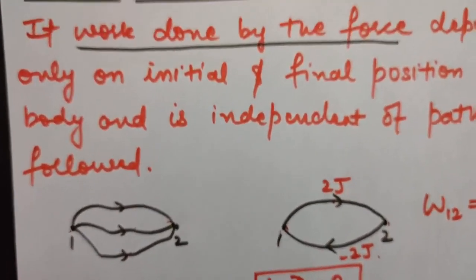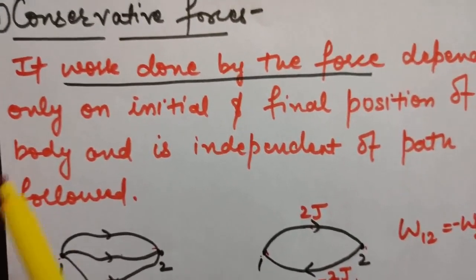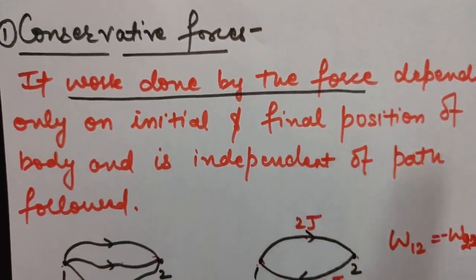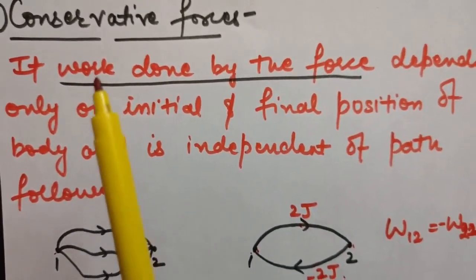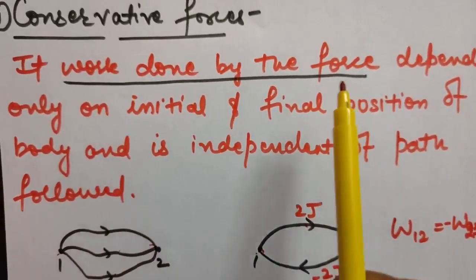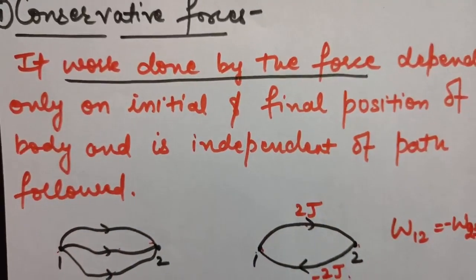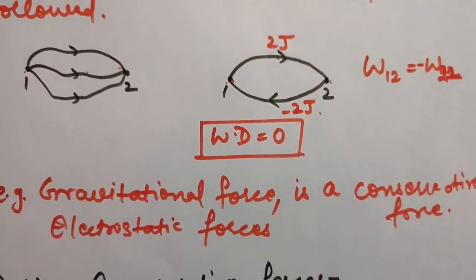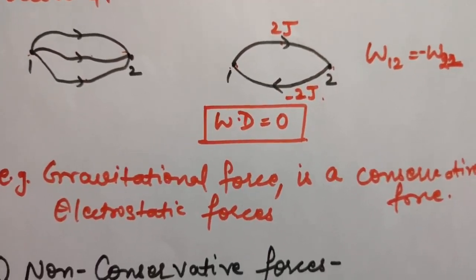And one more thing, there is always a very common mistake in this definition. Generally, students write, if force depends only on initial and final point. That is wrong. The definition is, work done by the force depends. So remember this term, work done by the force. Examples of conservative forces are gravitational forces and electrostatic forces. These forces are all conservative in nature.